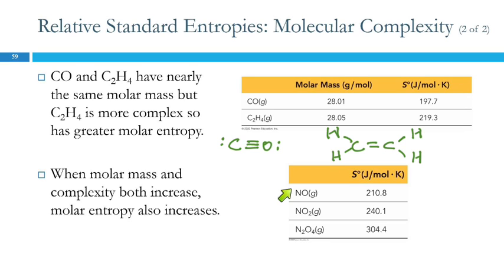Comparing these guys, NO, NO2, and N2O, the molar mass is increasing as we go. We're adding an extra oxygen. Sorry, that's N2O4. And so the molar entropy is increasing, but we also have the complexity increasing. And so the molar entropy will also increase. So what do you need to know out of all of that? Well, you should be able to, given a very limited choice, be able to predict which thing has higher entropy than another. Okay.